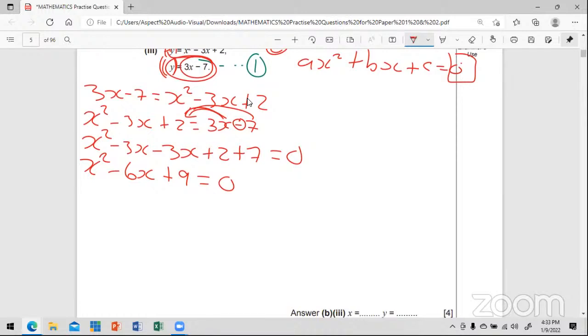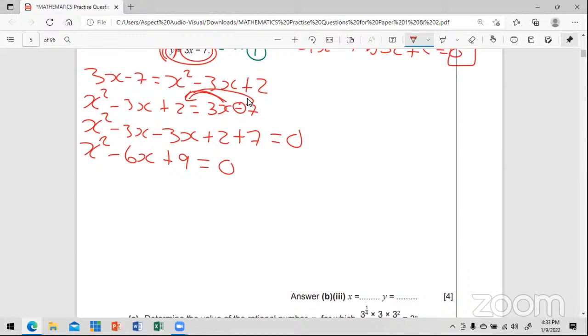How do you solve quadratic equations? Factorizing, completing the square and basically the formula. So we are going to factorize this one. Basically, you multiply this 9 with the 1 here. 1 times 9, you get 9. And then I will have to find the factors of 9.